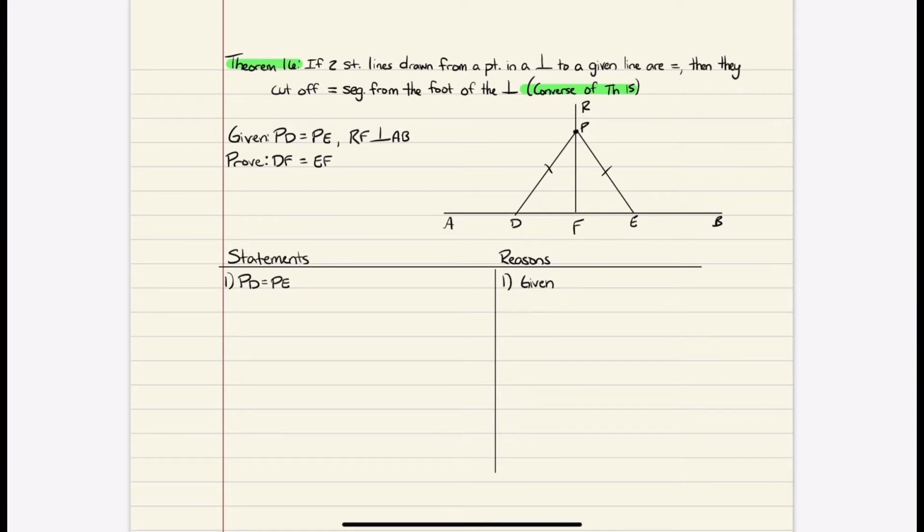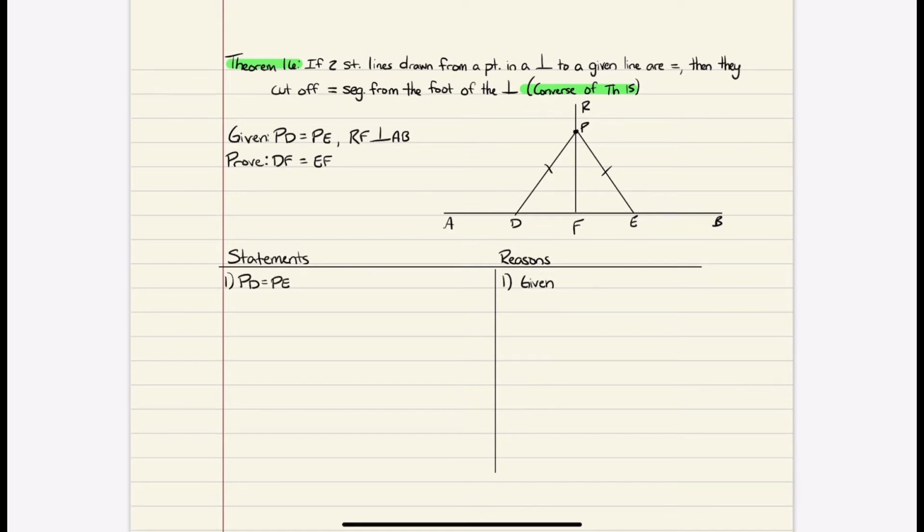And this is stating that if two straight lines drawn from a point in a perpendicular to a given line are equal, then they cut off equal segments from the foot of the perpendicular. So in Theorem 15, we said if these two straight lines cut off equal segments, then these two lines are equal. This theorem is stating if these two lines are equal, then they cut off equal segments.